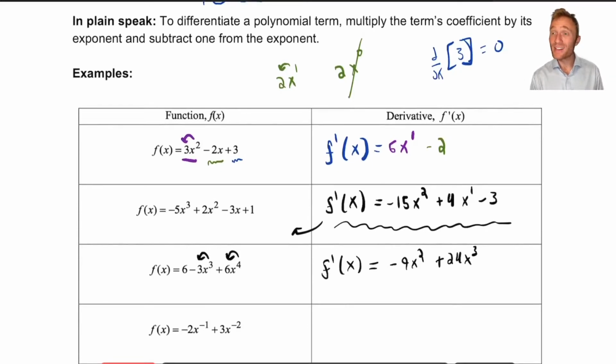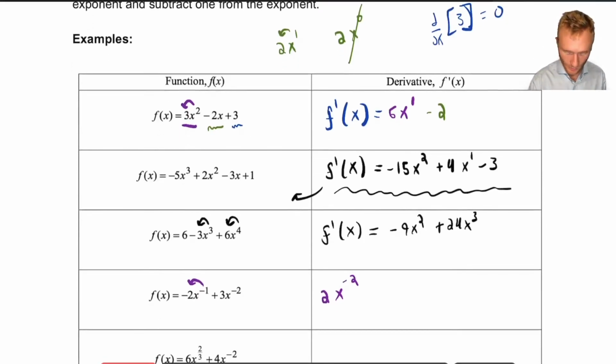Doesn't matter whether it's a negative exponent. You just have to remember, if you're subtracting, we're getting more negative. So the derivative of negative 2x to the negative first, negative times a negative, is positive 2x. This is where people get messed up. Negative 1 minus 1, negative 2. Do that one more time. See it here. Negative 2 times 3 minus 6x. Negative 2 minus 1, negative 3, not negative 1. So you have to be very careful there with your negative exponents.